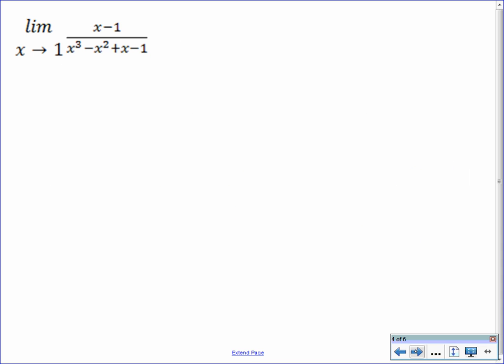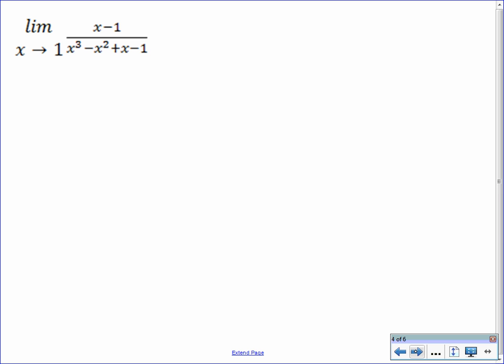So let's try another one. First of all, can we use direct substitution? 1 minus 1 plus 1 minus 1. Always check to see if you can use direct substitution, because you don't want to do all this work factoring and canceling out if you really don't have to.